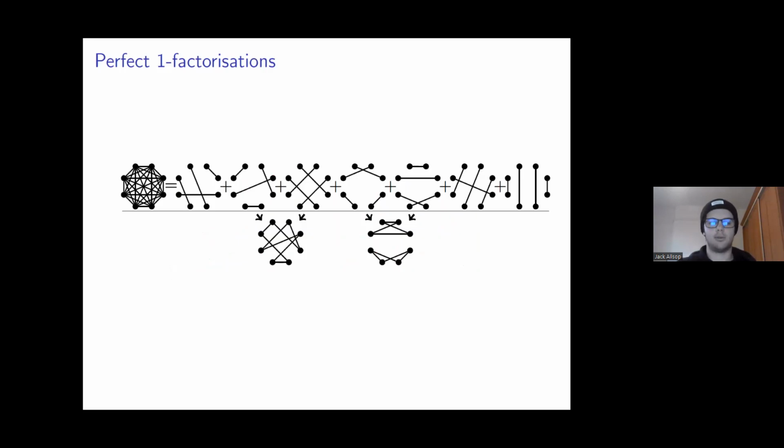So another example, here we've got a one factorization of K8, so the complete graph on 8 vertices. On the top line, you've got the 7 one factors which create this one factorization. And you can see that the edges in the second and third one factors form a Hamiltonian cycle in K8, but the edges in the fourth and fifth one factors don't. So this is an example of a one factorization of K8 which isn't perfect.